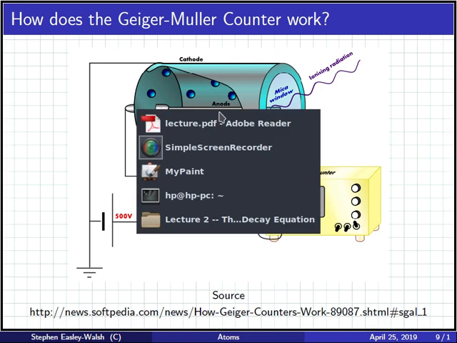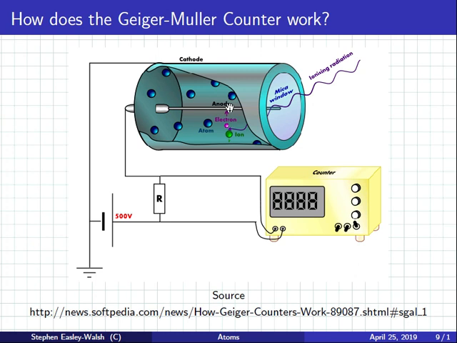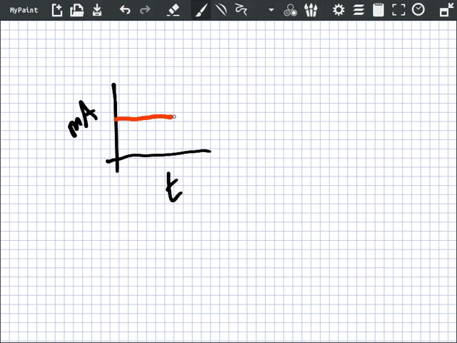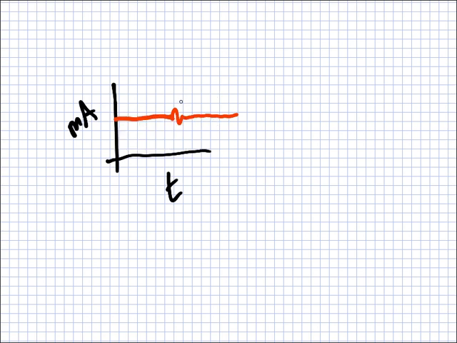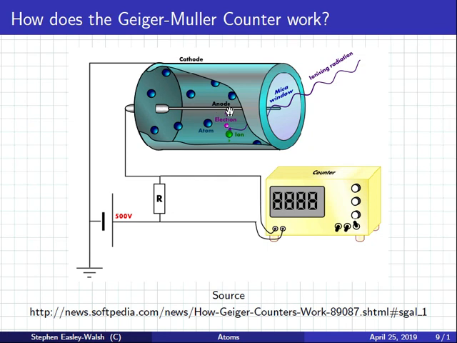So you can picture it like this. You have time and current, and it should be constant. Then when the electron hits this, you get a little change. So this is what makes the sound. This makes a click sound. So if you get lots of clicks, it means there's lots of electrons, which means there's lots of ionization, which means there's lots of radiation. So more clicks means more radiation.